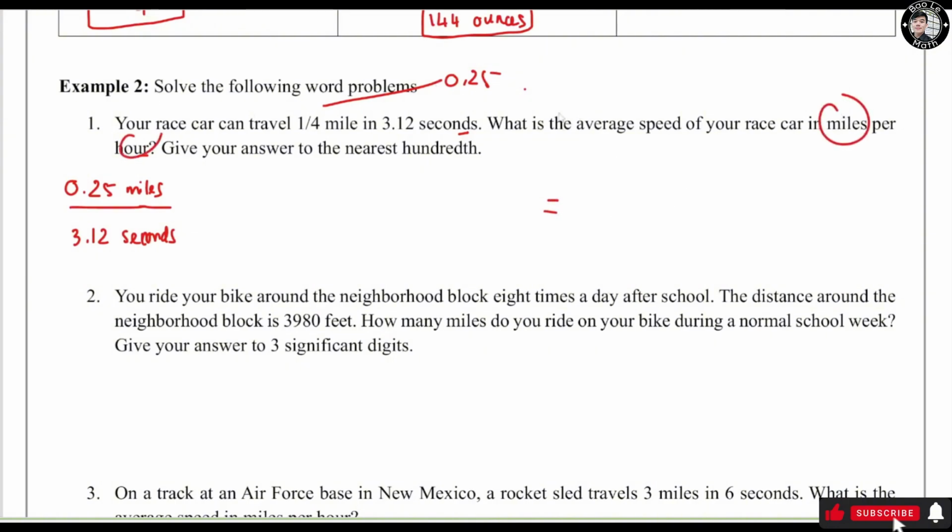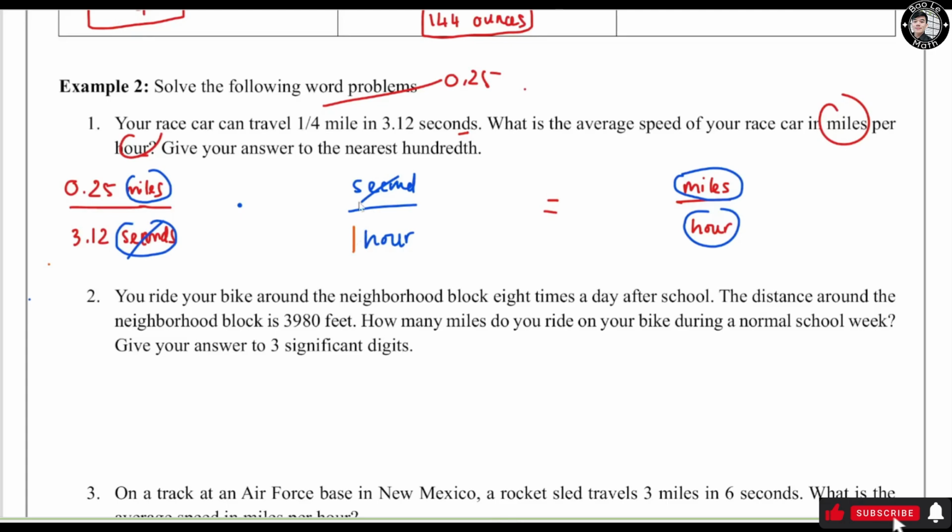miles per hour. Now you look at this one, miles on the top. This is miles on the top, so you don't need to touch this one. Now this is seconds. This is hour. So this is second, you need to put second on the top. So then this guy cancel out, right? But you need hour on the bottom, so you need to put hour right here. Now you need to find the relationship between second and hour.